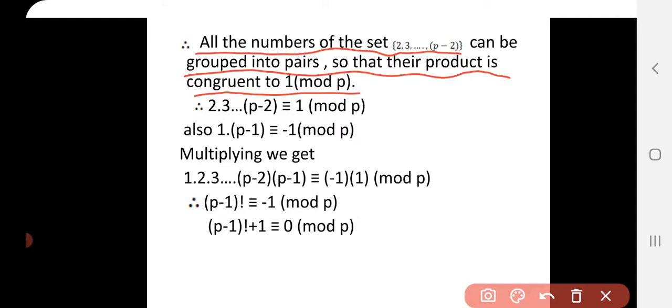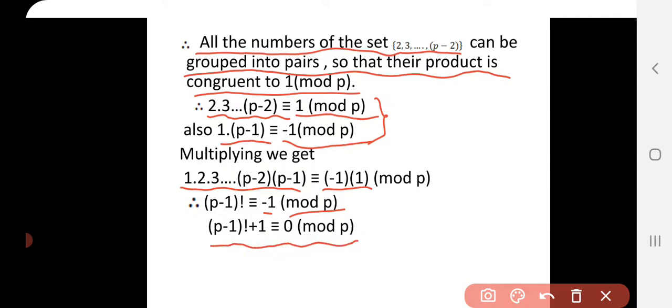Therefore 2, 3, and so on up to p minus 2 is congruent to 1 mod p, and also we have 1 times (p minus 1) is congruent to minus 1 mod p. Multiplying these two, we get 1, 2, 3, and so on up to p minus 1 congruent to minus 1 times 1, that is minus 1 mod p, or (p minus 1) factorial plus 1 is congruent to 0 mod p.